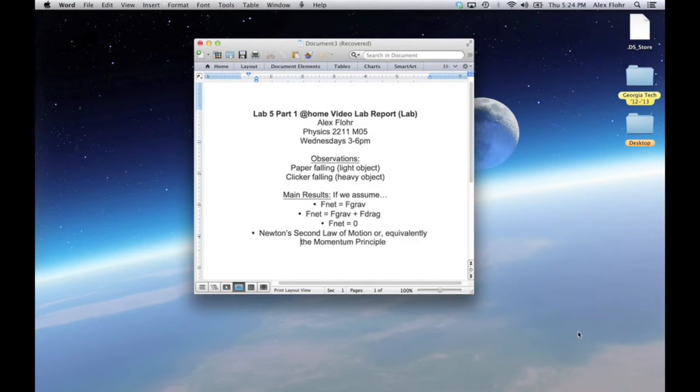Alex Floor doing the Lab 5 home video lab report. We are going to be observing two objects: paper falling, which is the light object, and the clicker falling, which will be the heavy object.